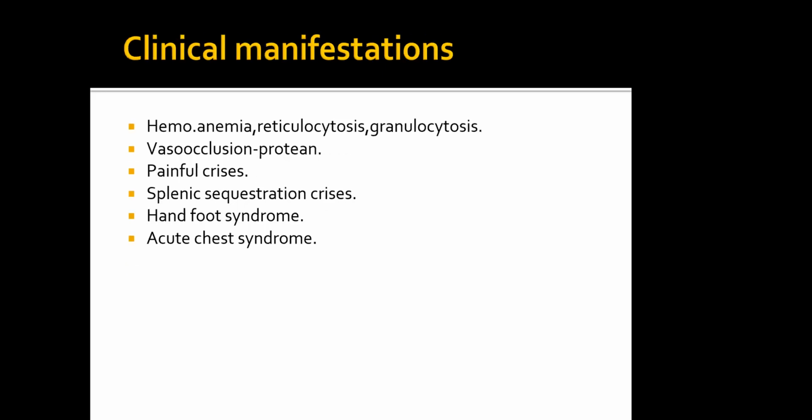So our sickle cell patients present with hemolytic anemias. They usually have reticulocytosis. They can present with vaso-occlusive crisis. They can present with splenic sequestration. I have seen priapism also happening, hand-foot syndrome, and acute chest syndrome is what this child was actually having.